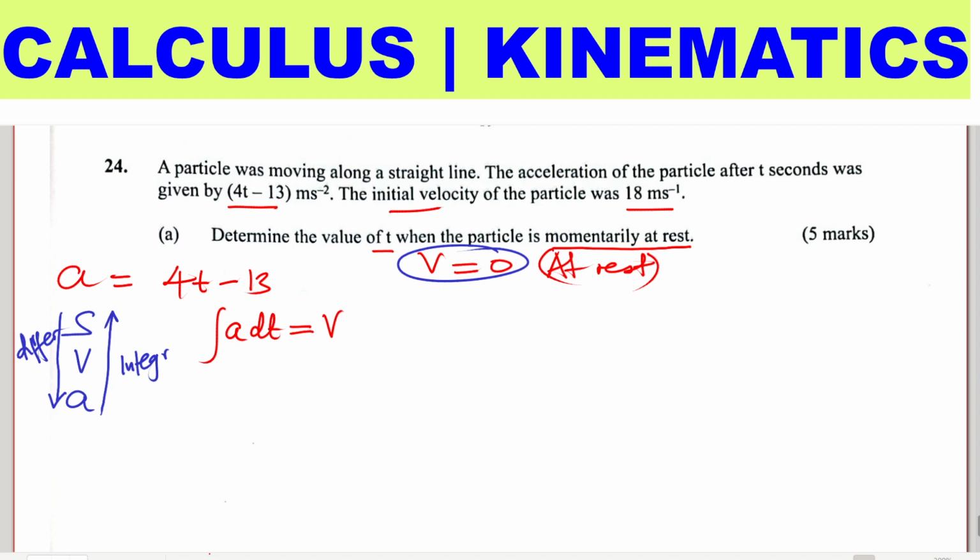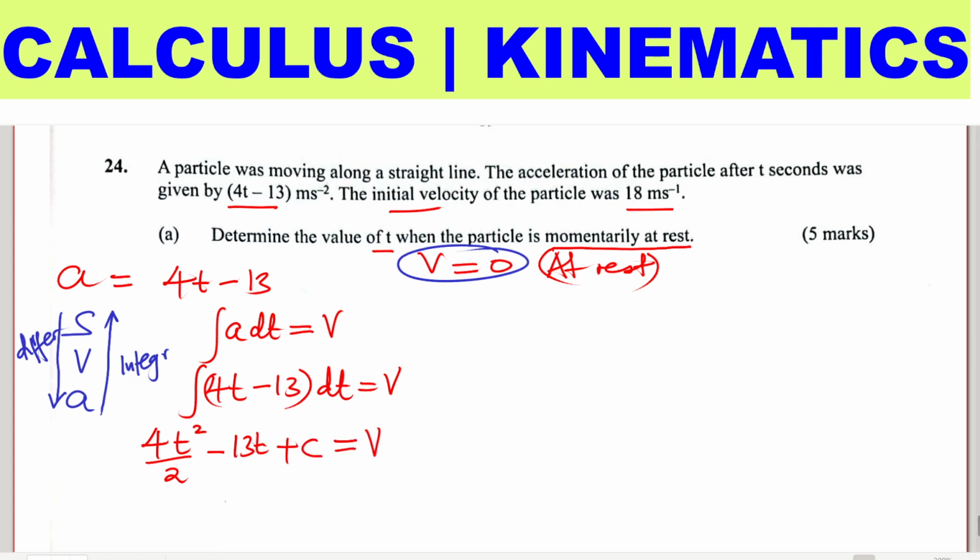That is what you're going to do. We integrate that because we've noted that at rest, velocity will be 0, so we must get this velocity. Very fast, we integrate this. So we're going to integrate 4t minus 13, which is acceleration, with respect to t. It's going to give us v. When you integrate these, you'll get 4t squared divided by 2. When you integrate 13, you get 13t. Then you add the constant of integration, equals v.